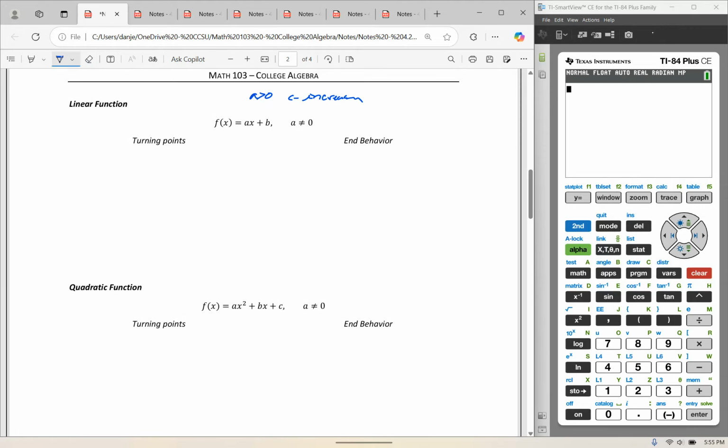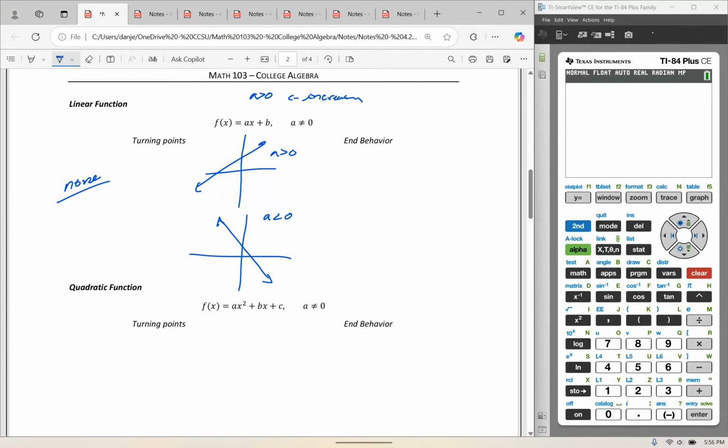So if I have a linear function, if a is positive, the graph would be increasing. If a is negative, the graph is decreasing. Okay. Notice the graph does not turn. There are no turning points. So there are none. Okay?